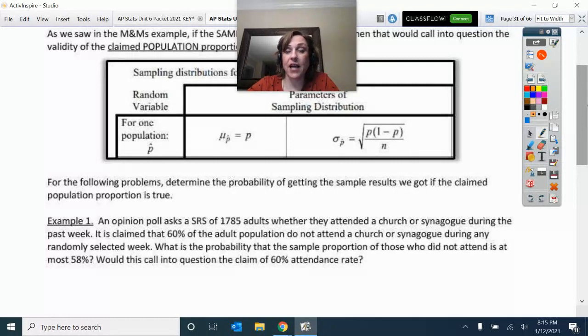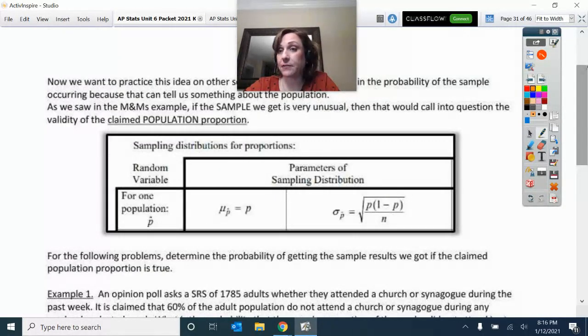So what happens if we took our own sample and we just got 58%? Is that far enough away from this 60% to call into question this 60% attendance rate? So the first thing that we want to do is state what the mean of all our samples should be, because this is a sample of 1,785 adults.